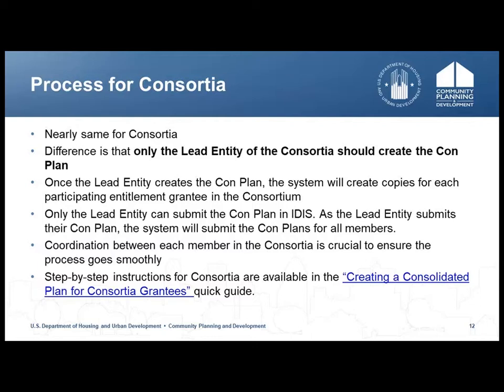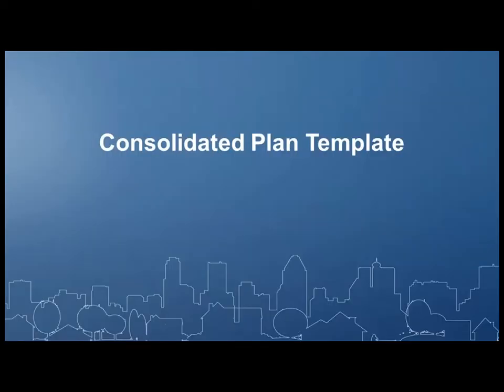Once they submit their comp plan, the system automatically submits the comp plans for all other members. So really, this means that coordination between all members of the consortium is crucial to ensure it goes as smoothly as possible. And there is also a separate quick guide that specifically covers this process for Consortia. All right, now we'll talk more about the different sections of the comp plan template.